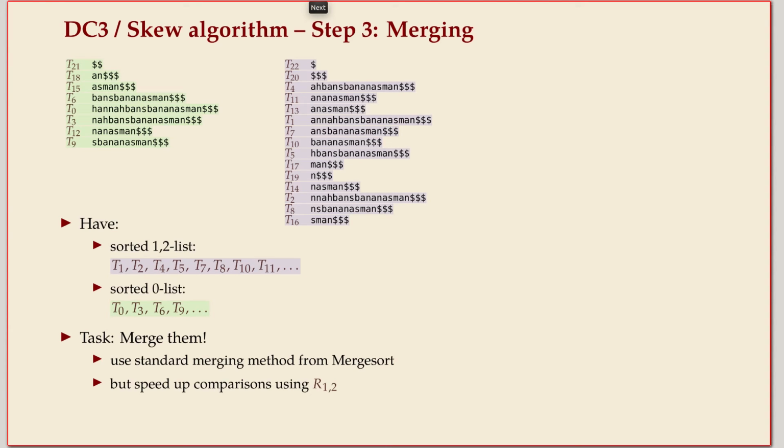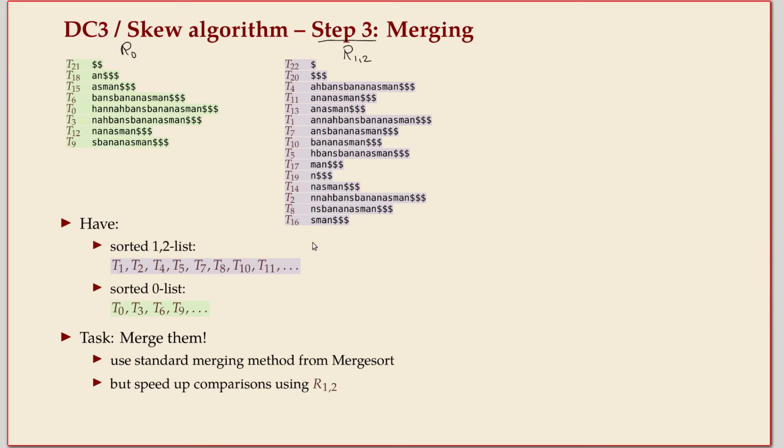What we're left with is step 3, which is the merging of those 2 lists. So we have R0, which gives us the sorted order of the suffixes that start at multiples of 3. And we have R12, which gives us the sorted order of all the others. And what we'd like is to merge those 2 sorted lists.